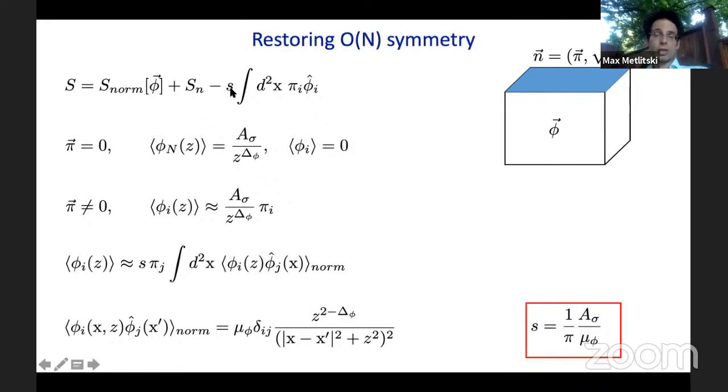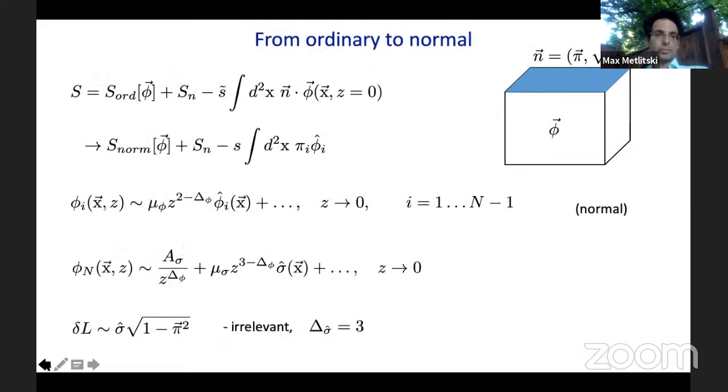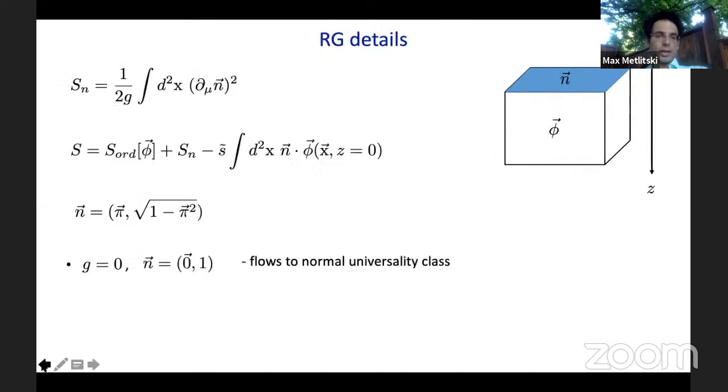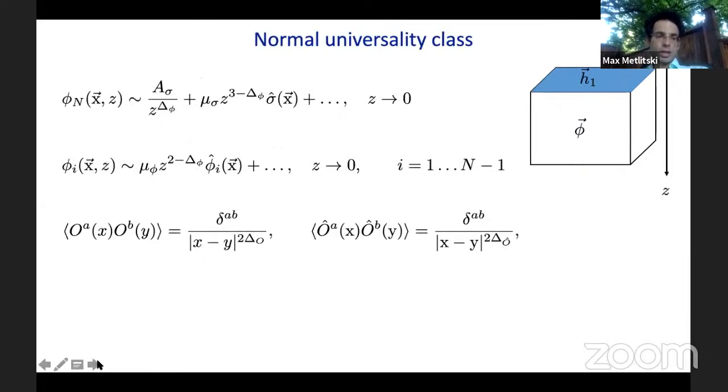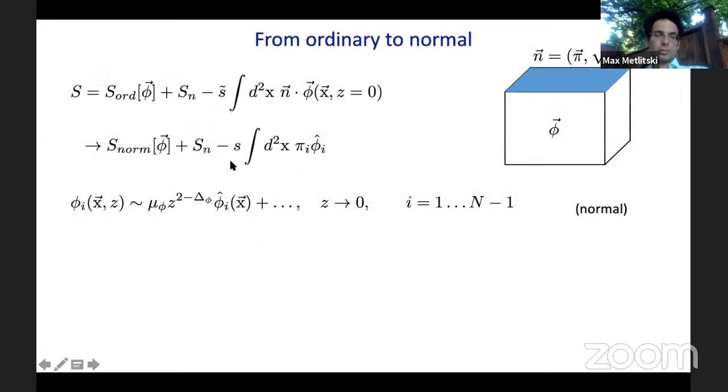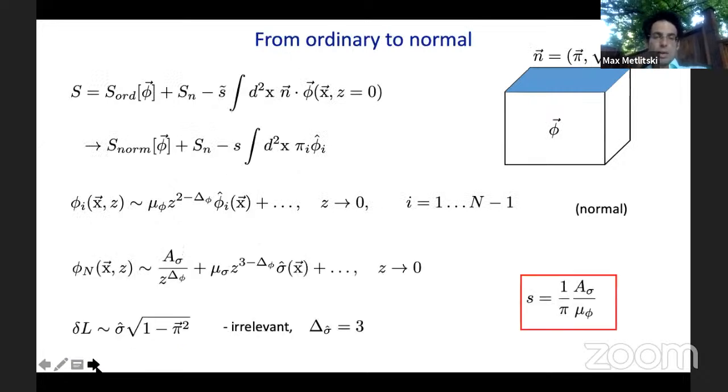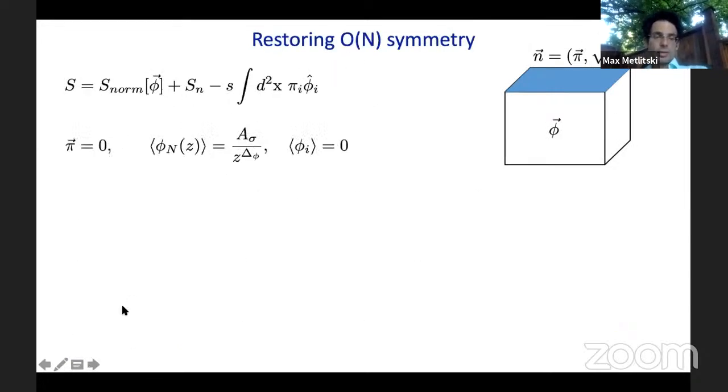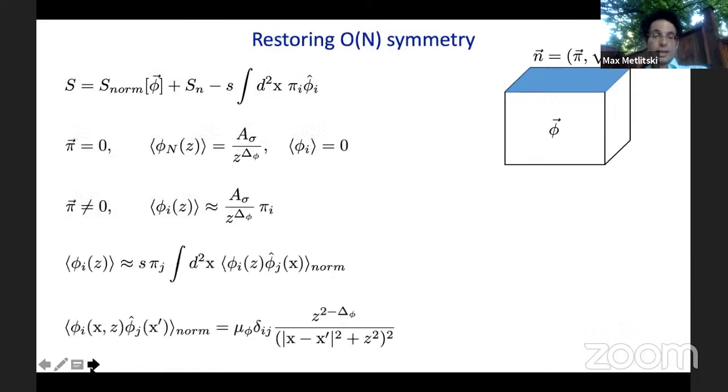So S is a universal number. This is the most important point. S is not a free parameter. It's fixed precisely by ON symmetry. The only free parameter is the coupling constant g in the nonlinear sigma model. S is not a free parameter. What is the value of S? Well, really, we need these amplitudes at the normal fixed point.